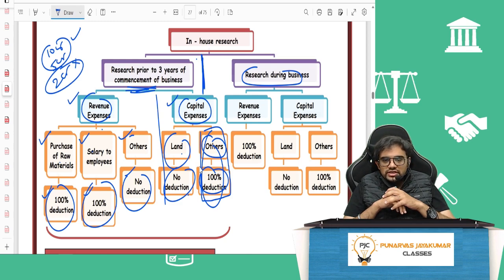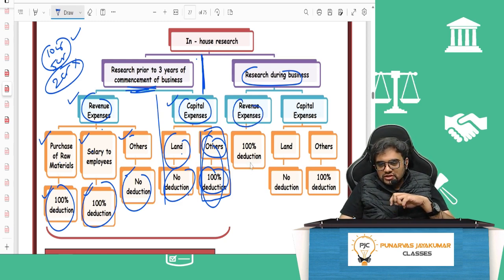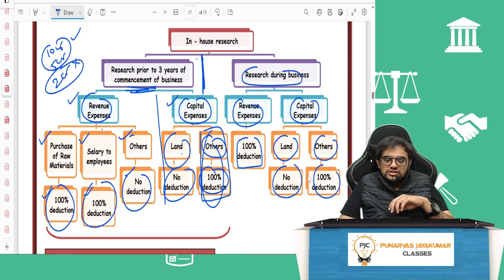Capital expenditure, land, no deduction. Others, 100% deduction. Research during the business, my dear friends: revenue expenditure, you have 100% deduction. And capital expenditure on land, there is no deduction. Again, on others, 100% deduction. My dear friends, important to know, research during the business, you will get deduction for raw material also. You will get deduction for salary to employees also.